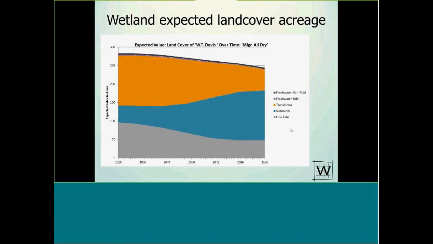However, if you allow for migration, you still have a total loss of wetlands. You can see that these are the wetland categories going down, but you're losing considerably less than you are.